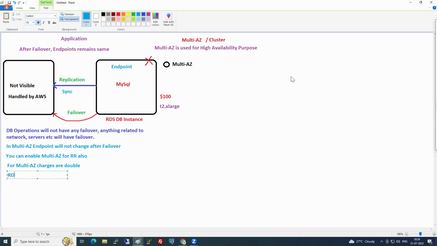Is it possible to do RDP or SSH to your RDS DB instance, or is it not possible?